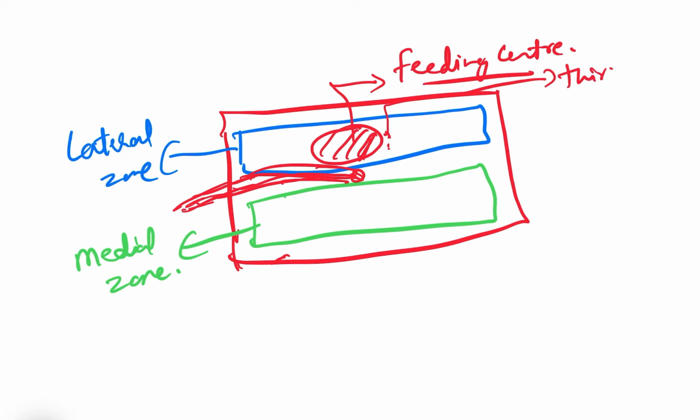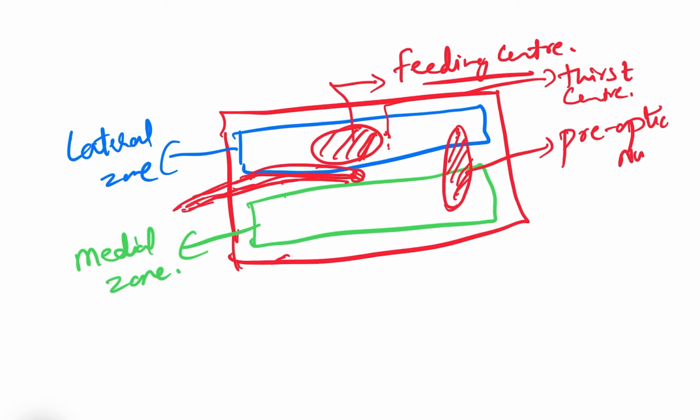We need to remember this while we discuss the functions of the hypothalamus, so that the concept will be clear. Along with that, there is one more nucleus, the preoptic nucleus, which is present on the anterior side of both the lateral and medial zones of the hypothalamus. Now let us see the nuclei of the medial zone.